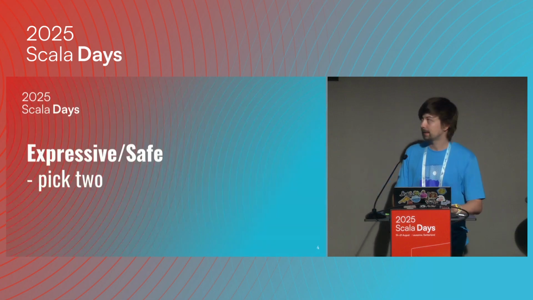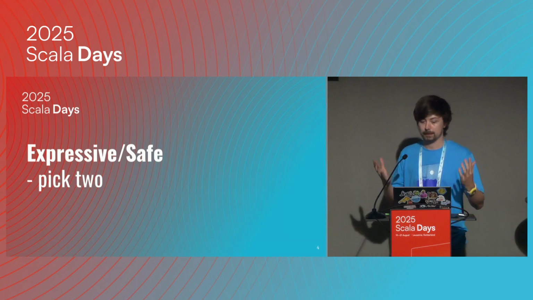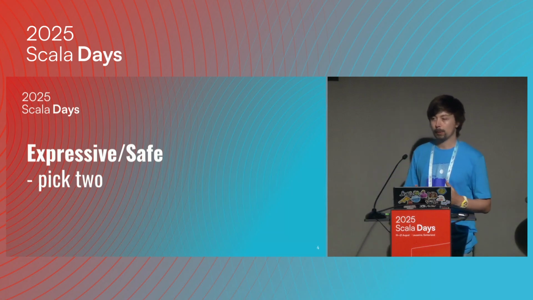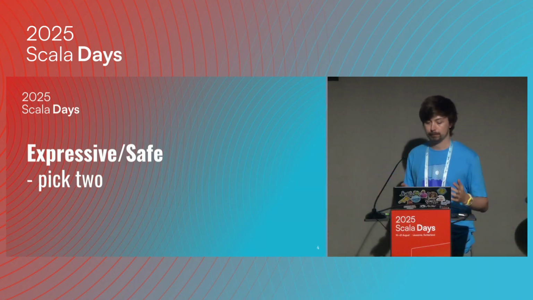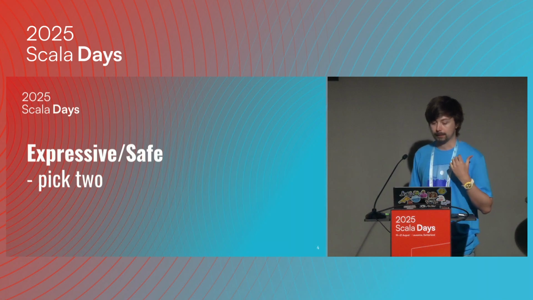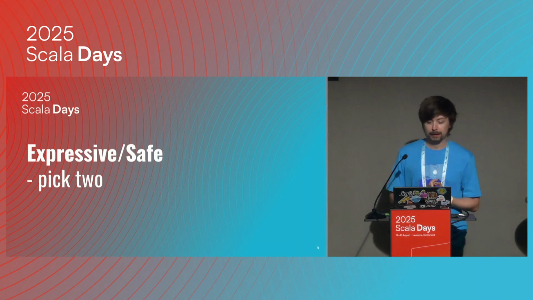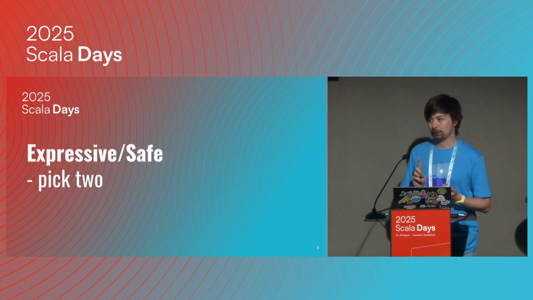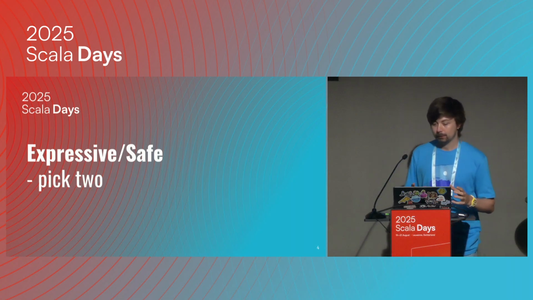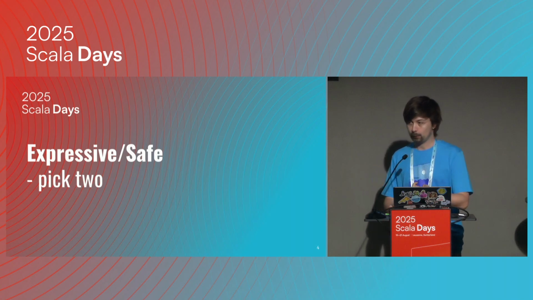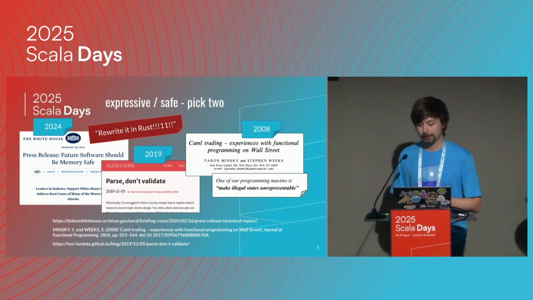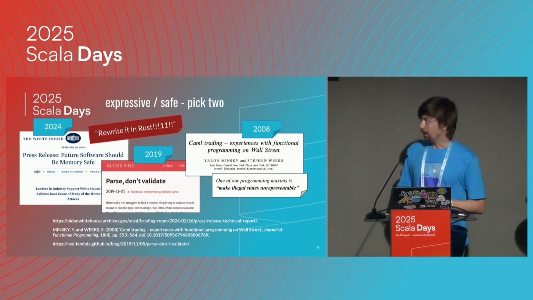So to begin, let's set the scene. Can you have a programming language that is both expressive, so lets you write code how you want it to be, and can you also have a safe language at the same time, meaning that the language tries to put stopgaps to prevent programmer error? So with Scala, I believe we can pick two at the same time. But yeah, what am I getting at?